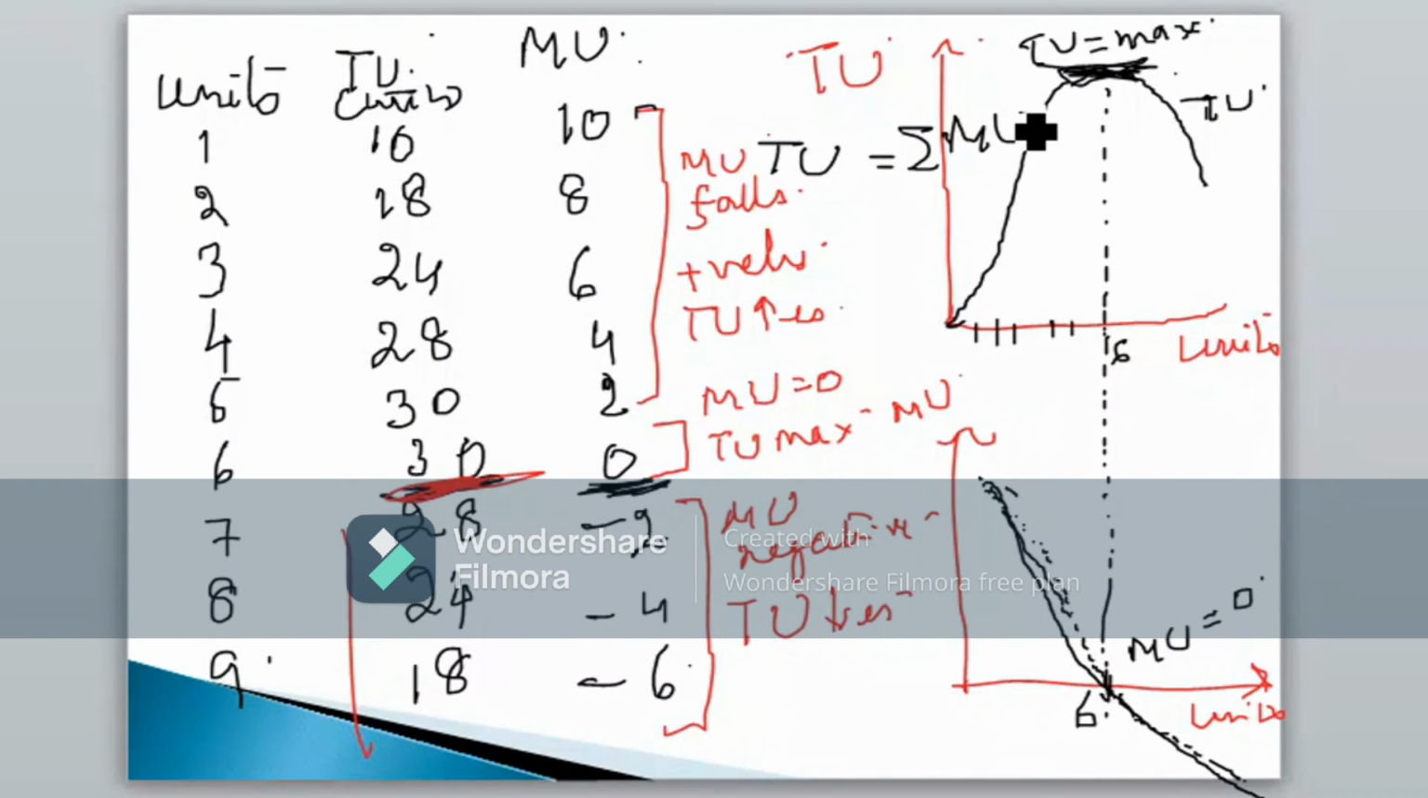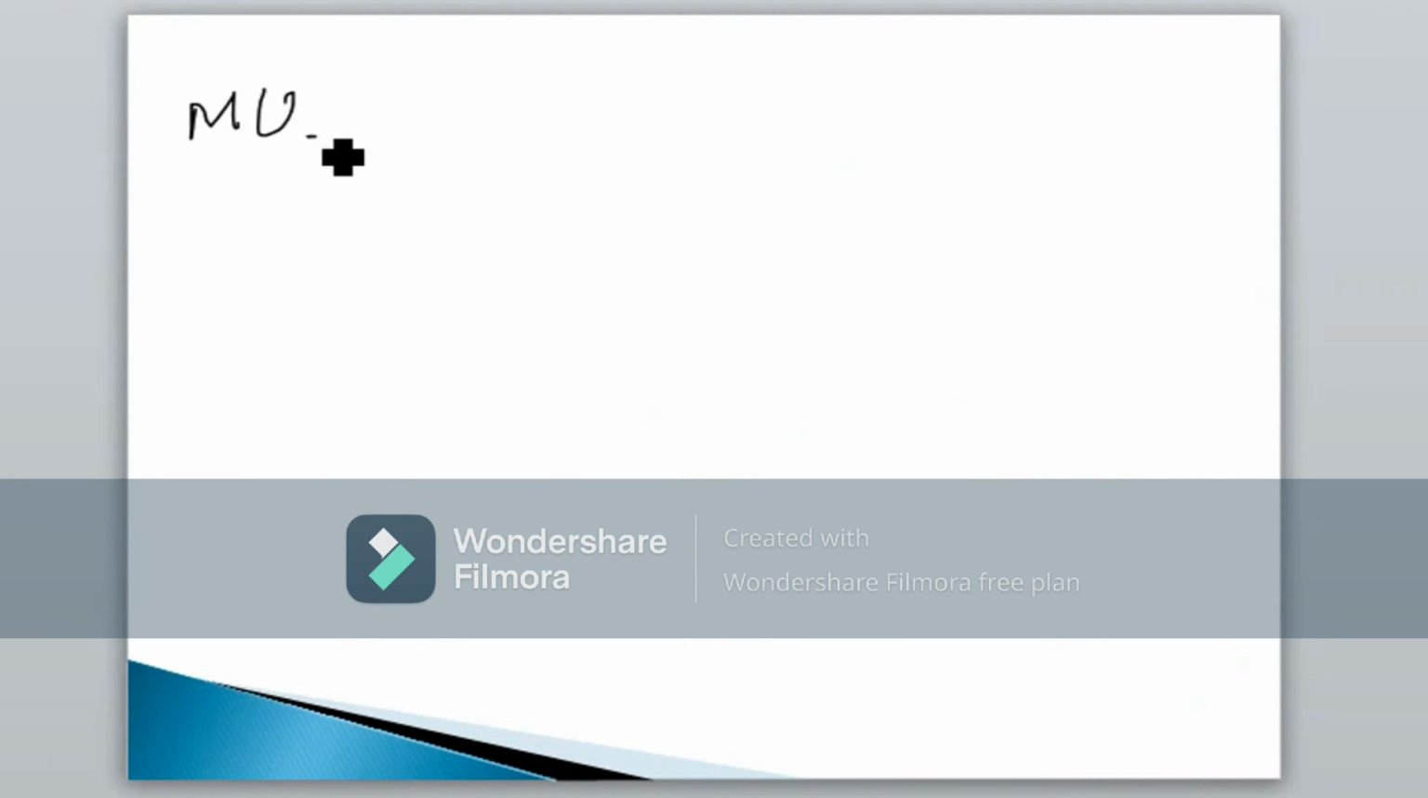Also, marginal utility can be derived from total utility. That is, MUn is equal to TUn minus TUn minus 1. So marginal utility can be derived from TUn minus TUn minus 1.